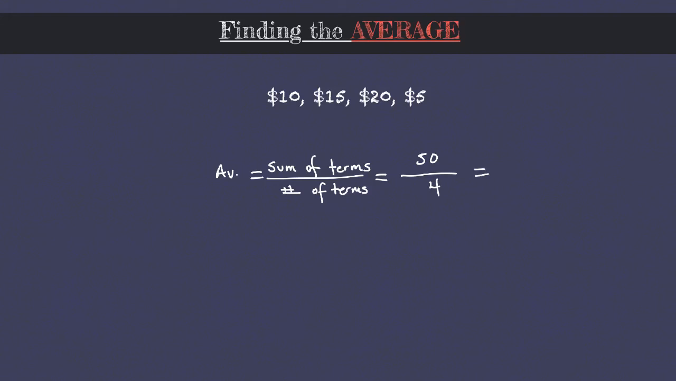And so 50 divided by 4 is around $12.50. And so you can pretty much tell whether it is worth buying that item or not, whether it is Starbucks or whether it is renting movies.